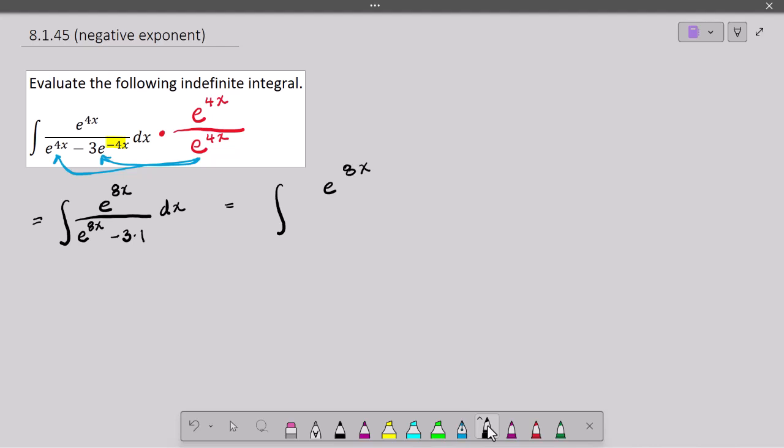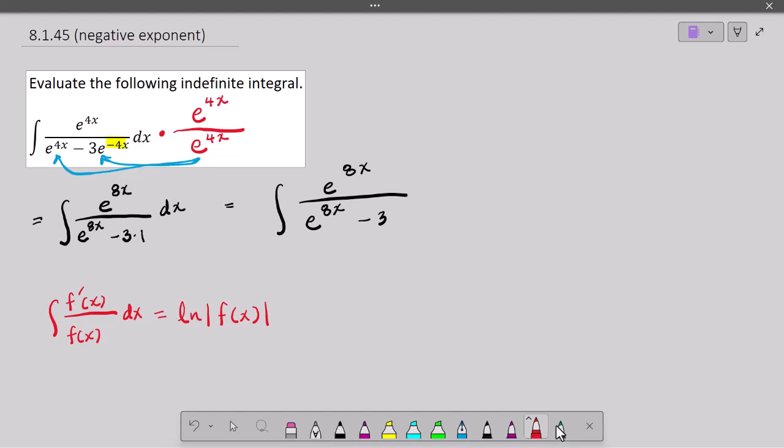So what I notice is that in the denominator, we have an exponential expression, and I notice that its derivative is almost the numerator. And we have a property that we've been calling log property, and that is this. If we have a quotient where the derivative of the denominator is in the numerator, this will always integrate to the natural log of the absolute value of the function in the denominator. And so it's very strategic if you can keep this log property in mind.